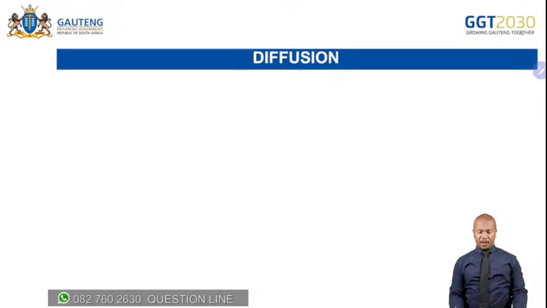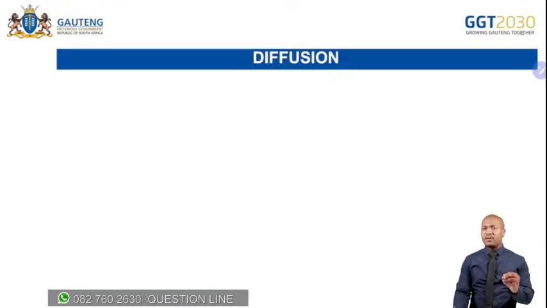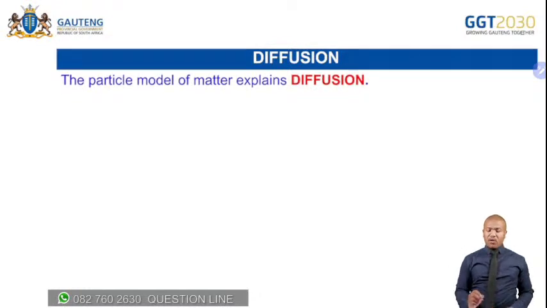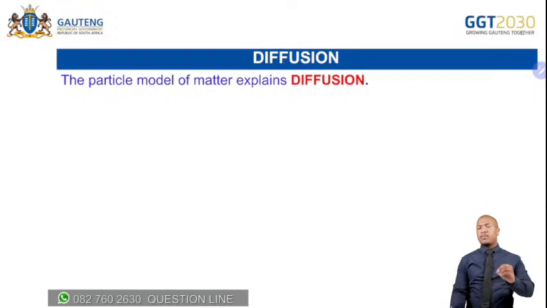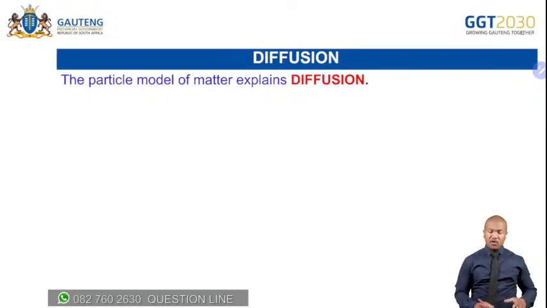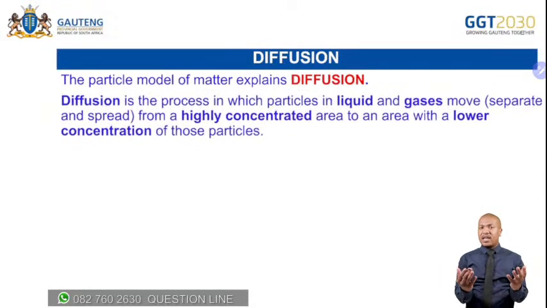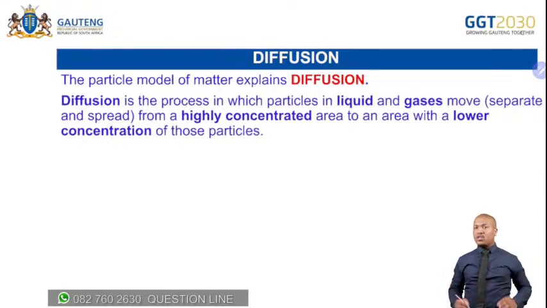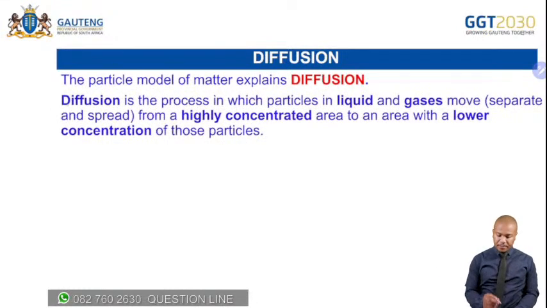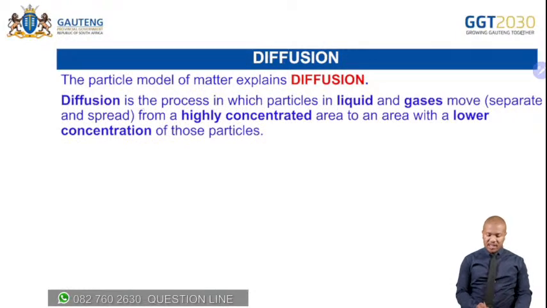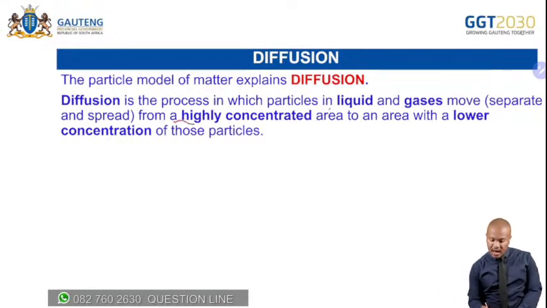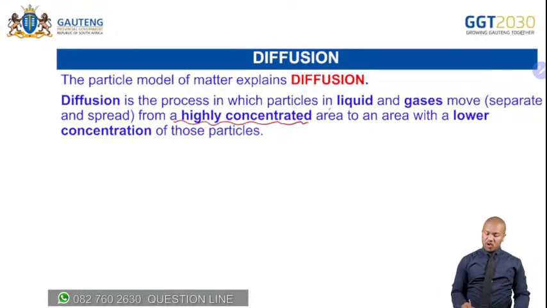Right, now diffusion. What is diffusion? Now the particle model of matter also explains diffusion, but what is diffusion? Diffusion is that movement of particles from a highly concentrated area to an area of low concentration, right? As it says here, diffusion is the process in which particles in liquid or gases move or separate and spread from a highly concentrated area to an area of low concentration, right?